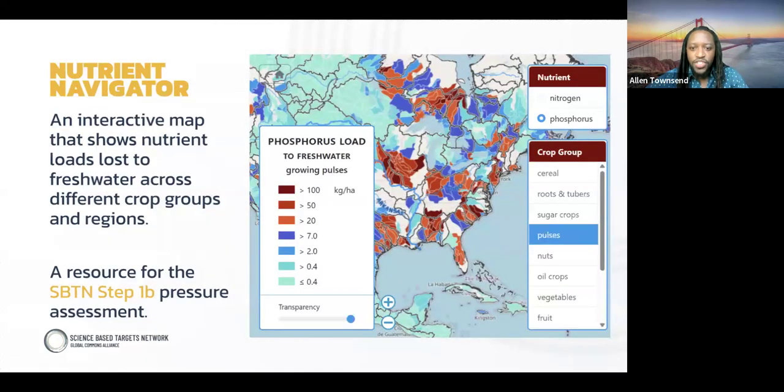The next resource we would like to highlight is the Nutrient Navigator, which we also worked with Rick Hogaboom and the Water Footprint Network team to develop. It's an interactive map that shows nutrient load loss to freshwater across different crop groups and regions. And we see this as a resource for SBTN Step 1 in the pressure assessment, both in terms of supporting subnational traceability for various crops, but also in terms of quantifying the nutrient loads to freshwater. And that resource is actually already available on the SBTN website.